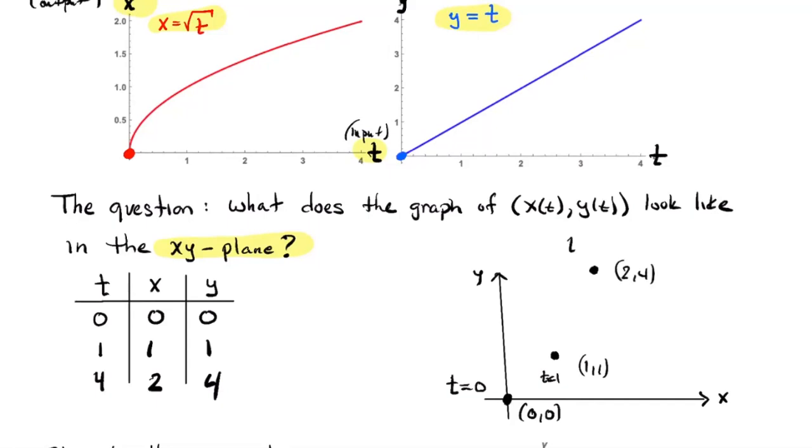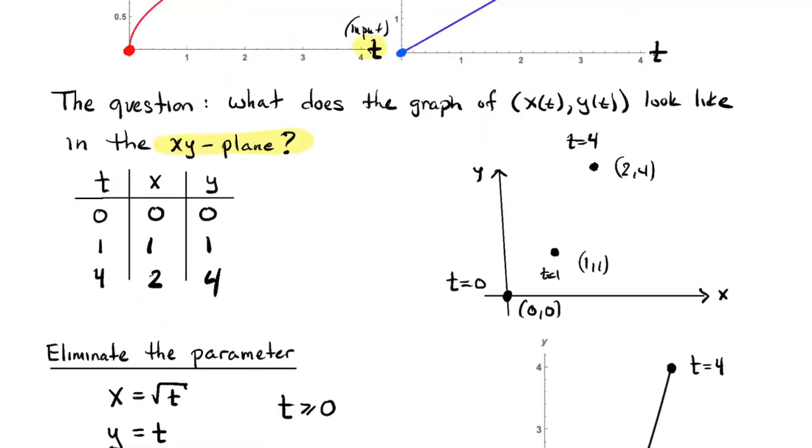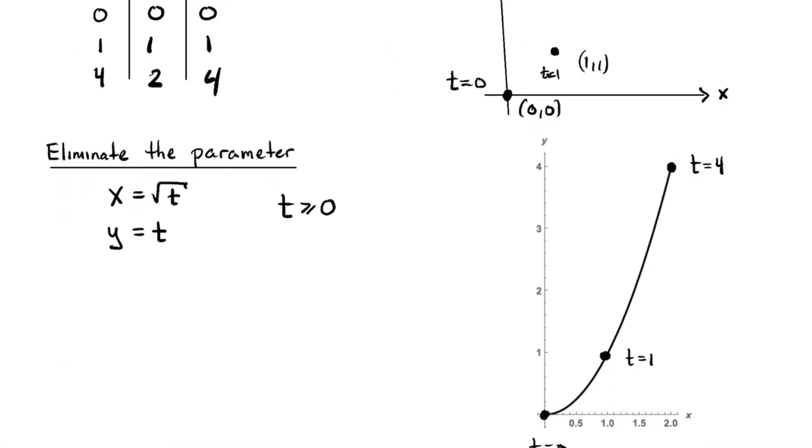So when t is 4, x is 2 and y is 4. So there are 3 points on this curve. How could I get an idea of what the curve looks like? Well, I could plot more and more points. That's exactly what a computer does.